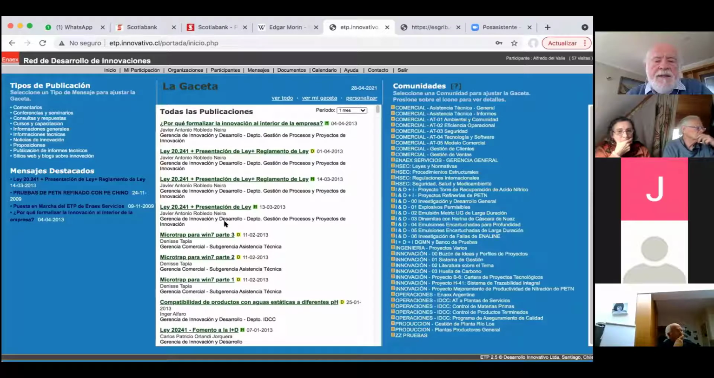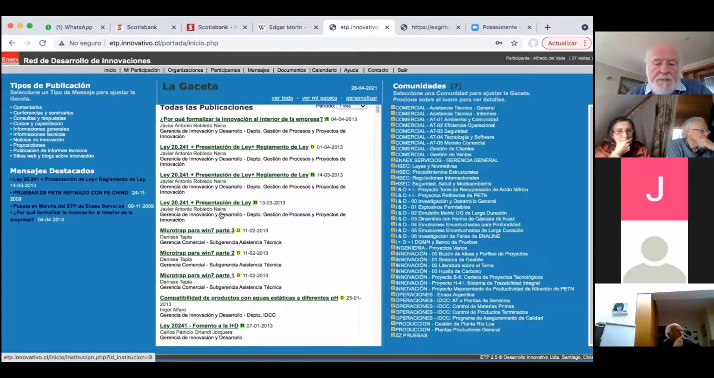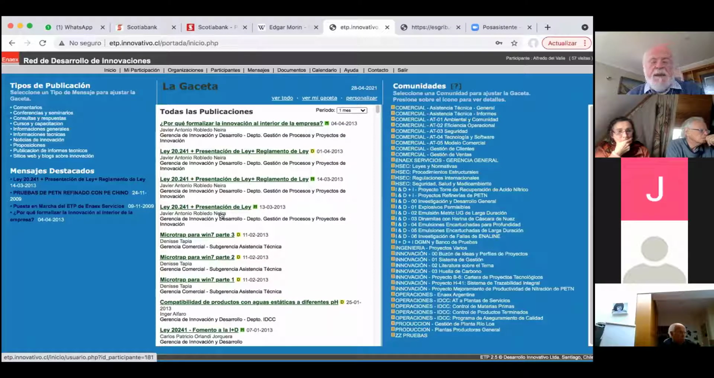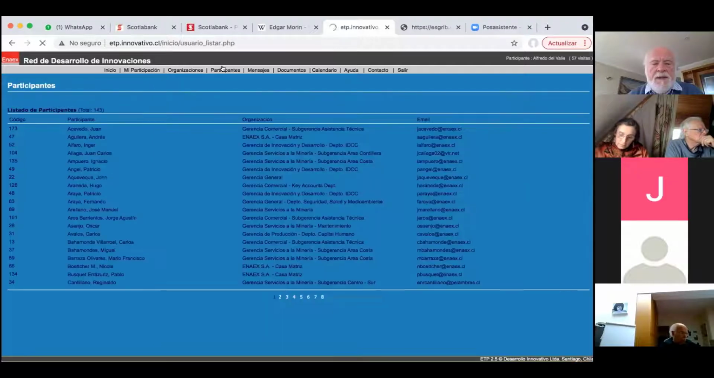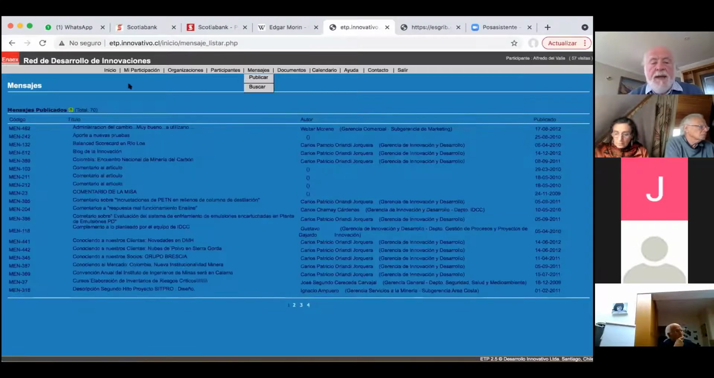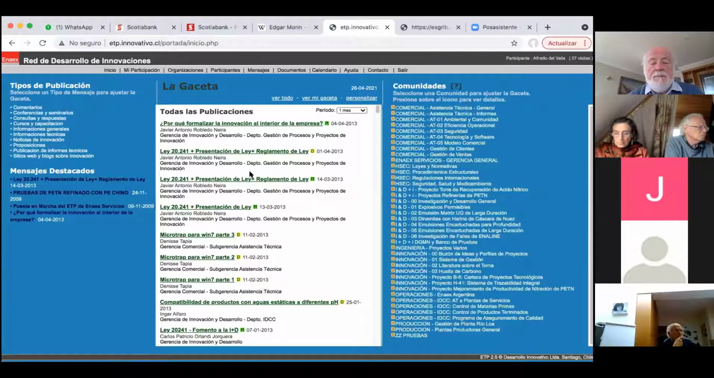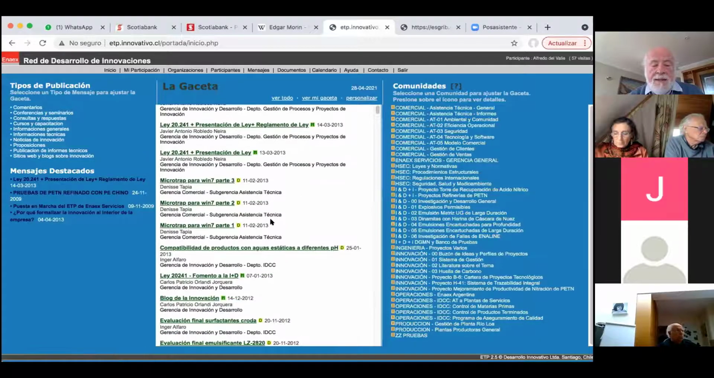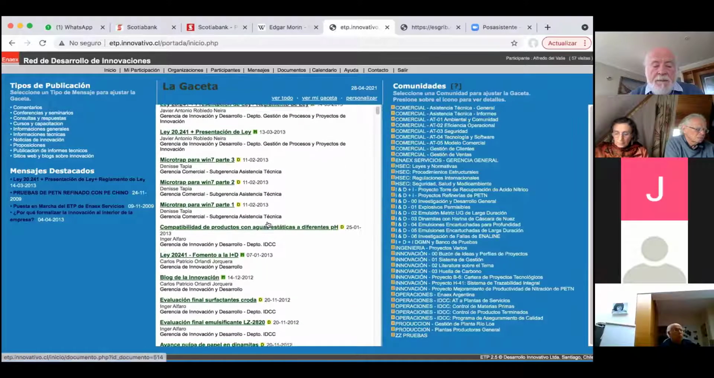And what is this about? Essentially, the participatory workspace is a space where there are participants. In this case, there are about 160 participants who publish documents or messages, and you simply get access to the messages and documents easily by looking at them here.